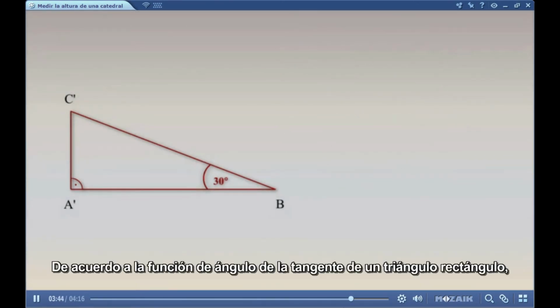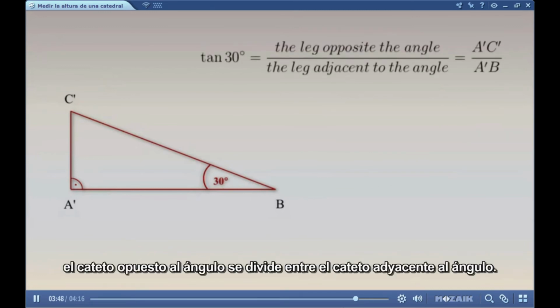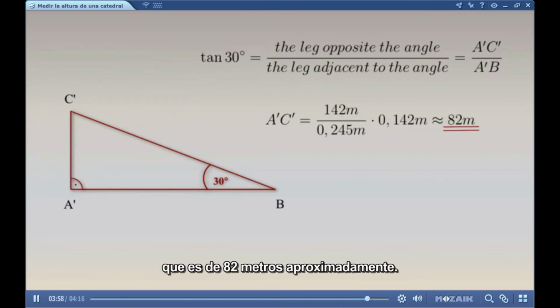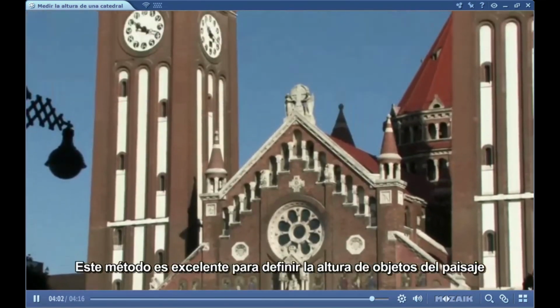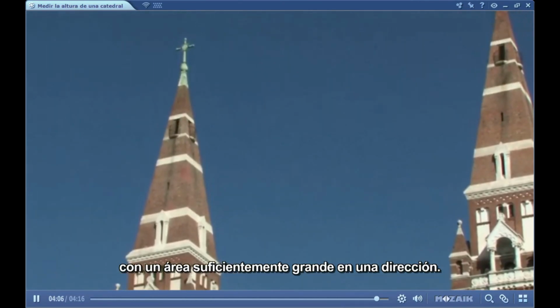According to the tangent angle function defined in a right triangle, the leg opposite the angle is divided by the leg adjacent to the angle. After some mathematical repositioning, we arrive at the height we were looking for, which is approximately 82 meters. This method is excellent for defining the height of separate landmarks with a vast open space in one direction.